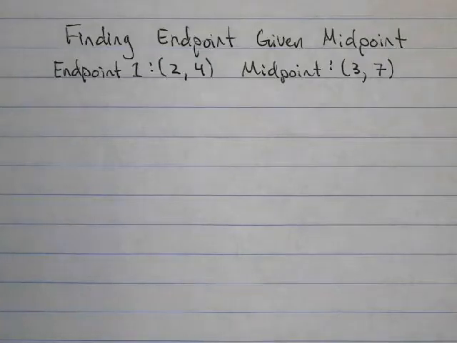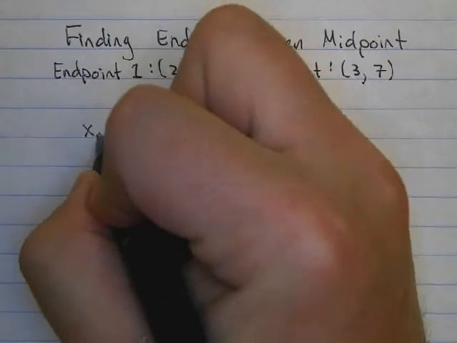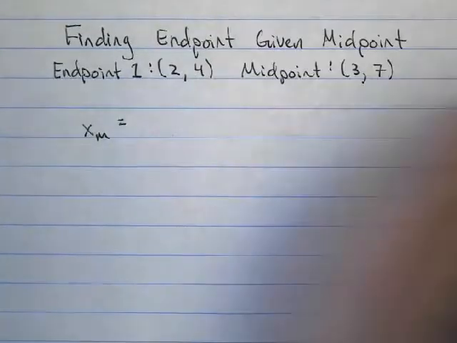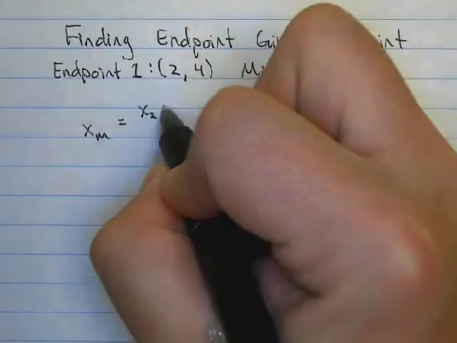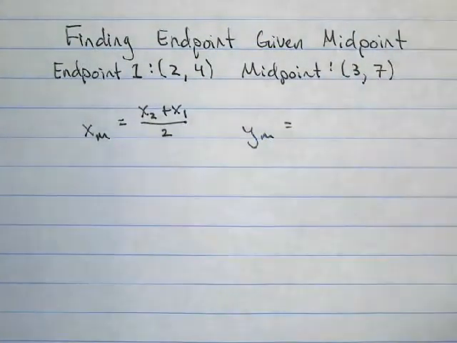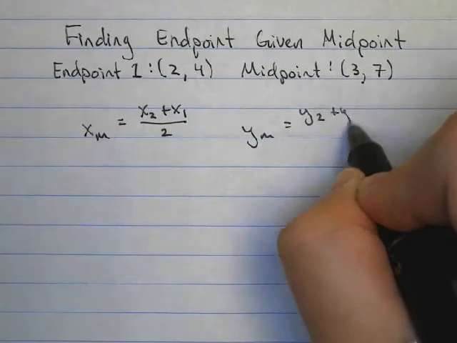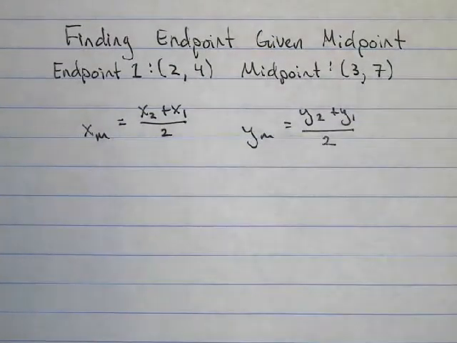In this video, we're looking at how to find an endpoint if given a midpoint and one of the endpoints. So I'm just looking for that missing endpoint. Well, what we're going to need to use is our midpoint formula. So we have the midpoint is equal to x2 plus x1 divided by 2, and that's the same for the y values. The y midpoint would be equal to y2 plus y1 divided by 2.